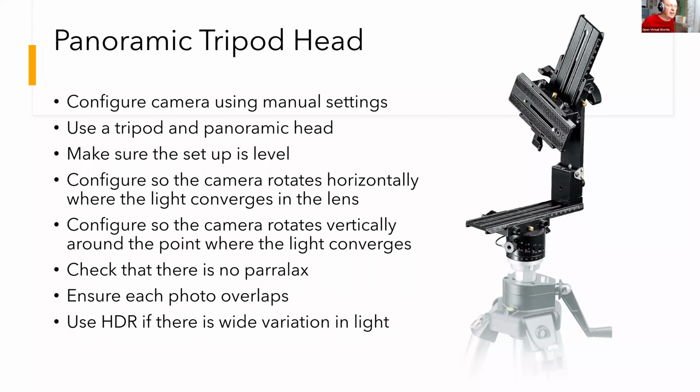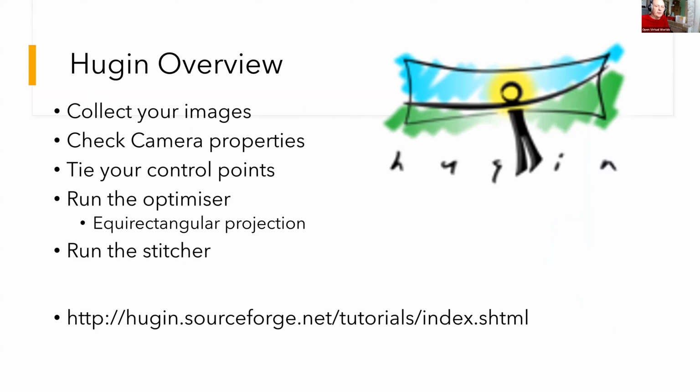Often you need to use HDR, so you take multiple photographs at each click. And then you've got a whole set of photographs. Once you've got those photographs, you can upload them into Hugin. If you're using Google Street View, it will process your photographs automatically. And so you don't need to do this, but you can get the actual photographs back out again, in which case you could put them into something like Hugin.